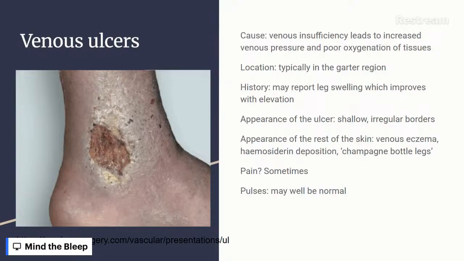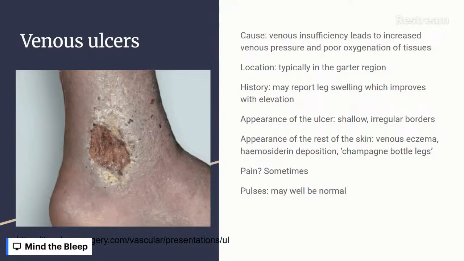Now, the appearance of the ulcer is important because this will help you, along with the location, differentiate it from different types of ulcers, such as arterial, for example. So typically, venous ulcers are shallow, so they're not very deep, and they have quite irregular borders, and that's very different, as I'm sure we'll come across in a second, to arterial ulcers, which tend to be quite deep and generally have smoother borders as well.